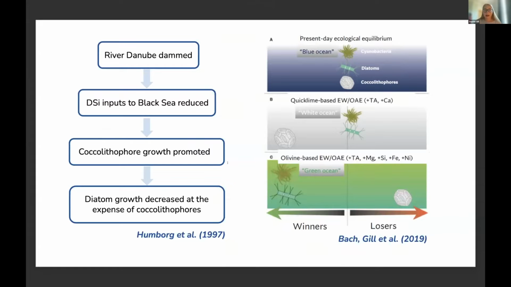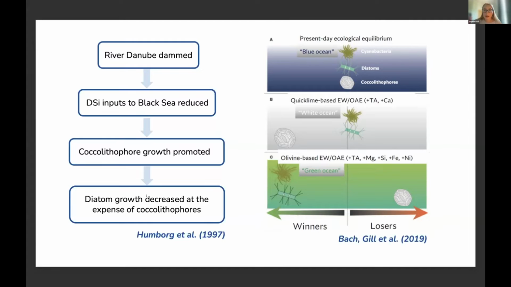And a particularly interesting aspect in the context of community shifts is this competition between calcifiers and silicifiers. And Humborg et al. in 1997 actually provide a really interesting case study where this effect of community shifts between calcifiers and silicifiers driven by external perturbations may actually have been observed. So the River Danube contributes about 70% of the river inputs into the Black Sea, but was dammed in the early 1970s. And the damming reduced dissolved silica inputs into the Black Sea and promoted coccolithophores at the expense of diatoms.